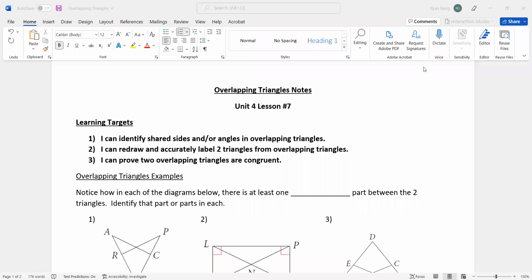Hello, geometry, and welcome to the last lesson of Unit 4. We are back to proofs, and we're doing proofs with overlapping triangles.